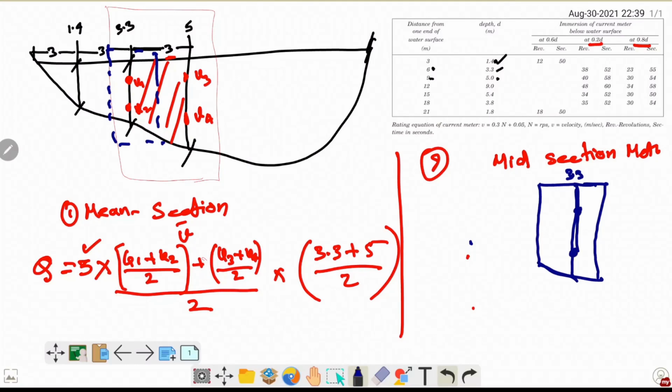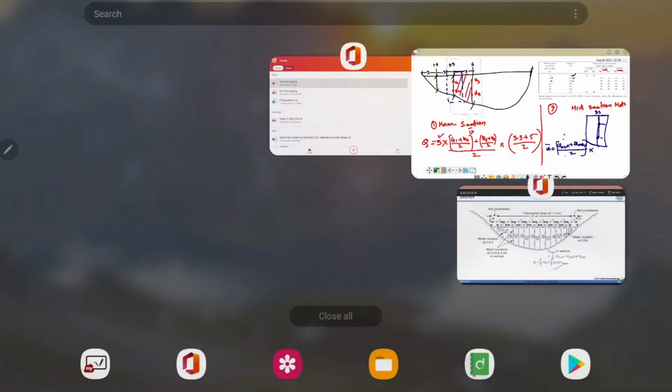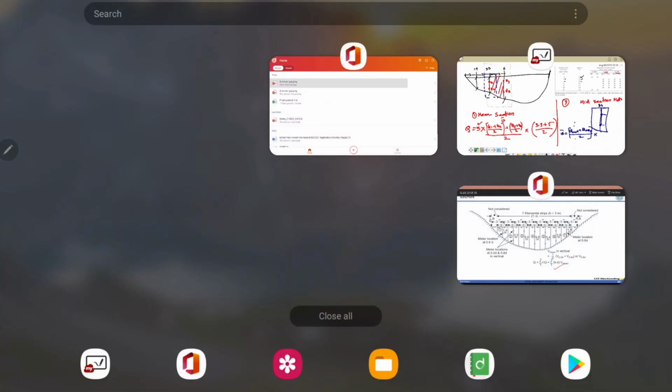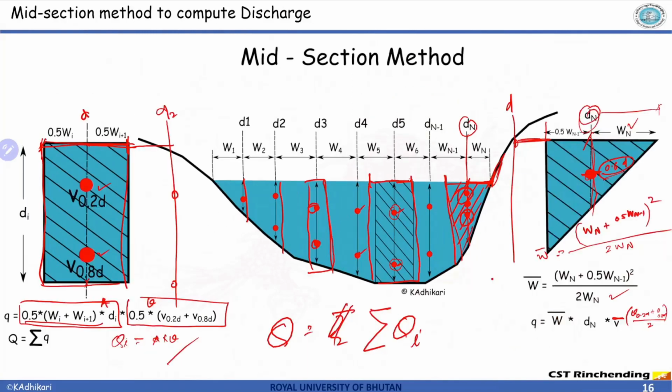Two measurements are available at 0.2 and 0.8, right? And here I will have to calculate the average velocity. So average velocity is going to be velocity at 0.2d plus velocity at 0.8d divided by 2. This is the velocity, multiplied by the, now we have to refer to the equation so that we don't miscalculate it, the midsection method.